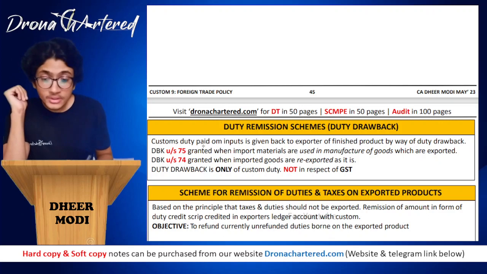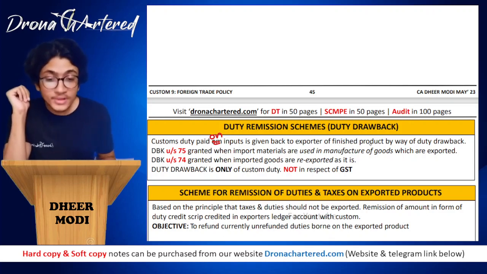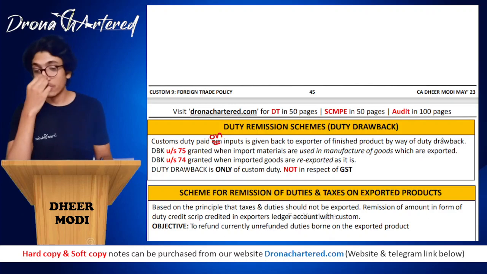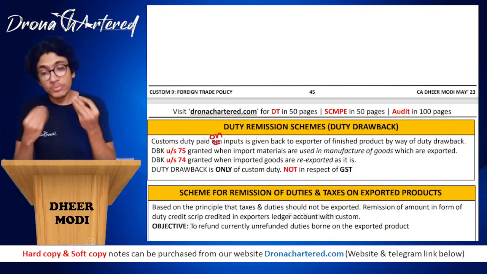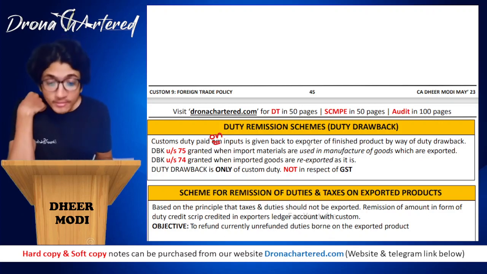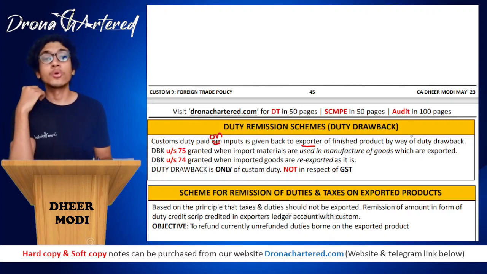So duty remission schemes: customs duty paid on inputs. Customs duty paid on imports is given back to the exporter of the finished product by way of duty drawback. Whatever input you had used, whatever duty you paid on that, it is given back to the exporter of the finished product by way of duty drawback.